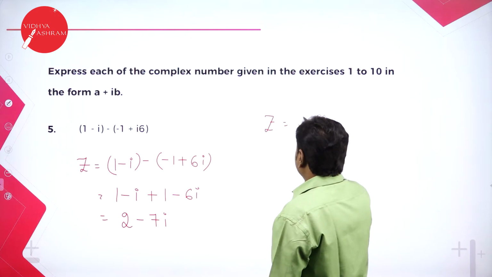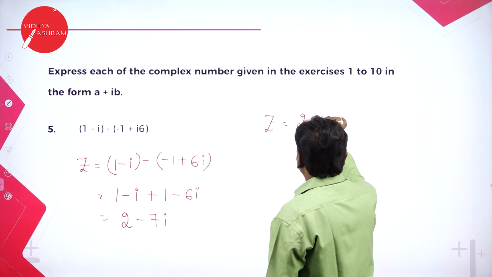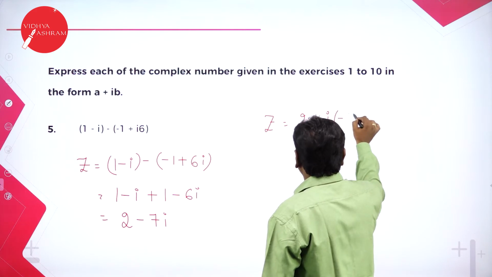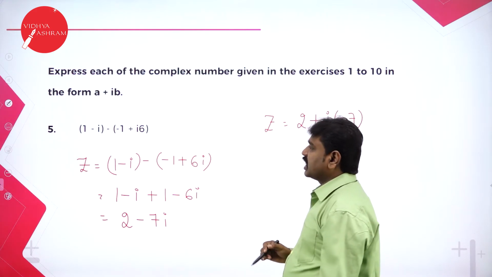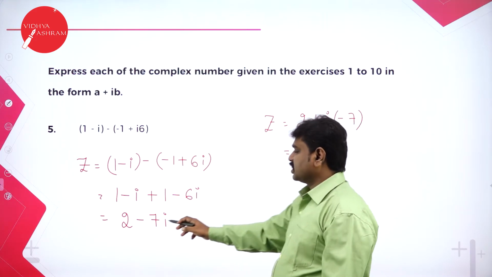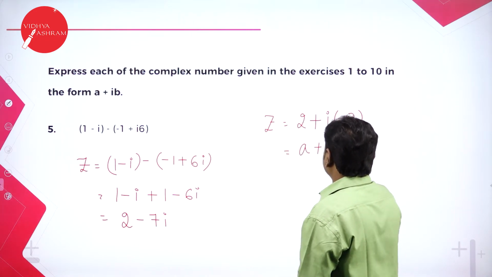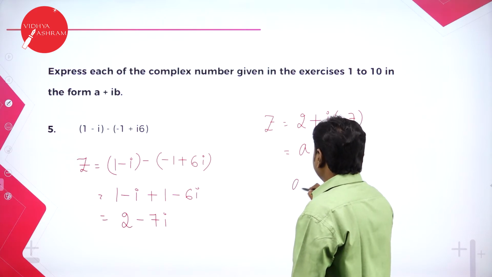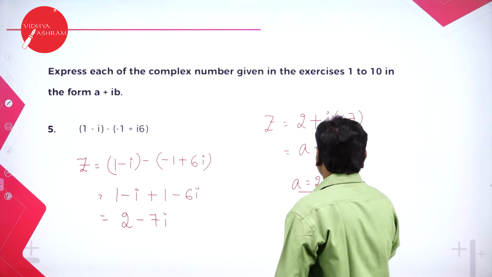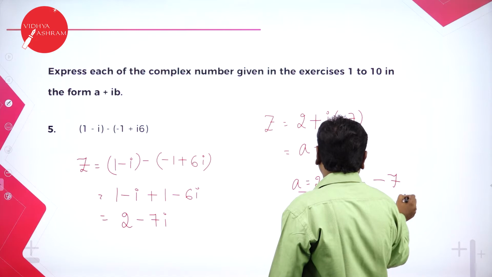Z is equal to what? 2 minus 7i. Can I write it as 2 plus i into minus 7? A plus ib they want, because positive 7, positive i they want. So plus i into minus 7. Now it is in the form a plus ib. So in the place of a we have 2 and in the place of b we have minus 7. So I hope all of you understood this.